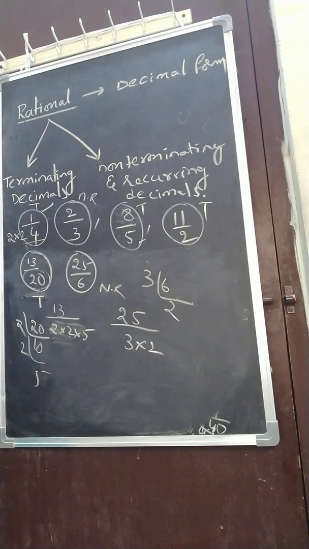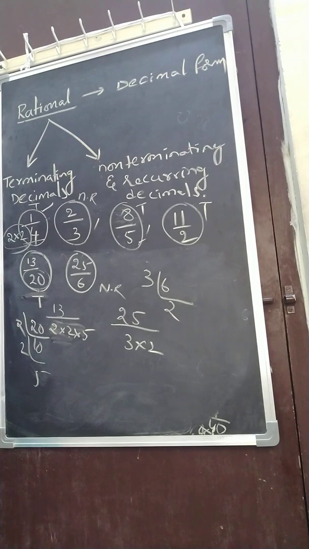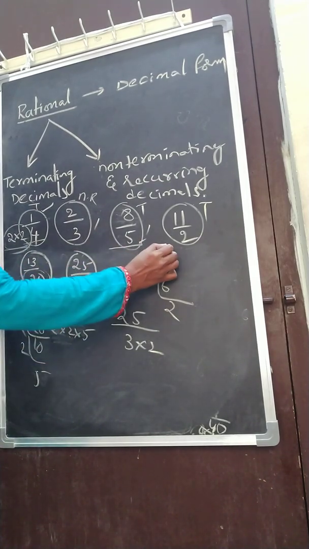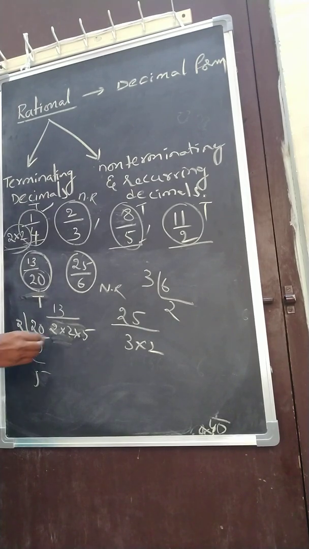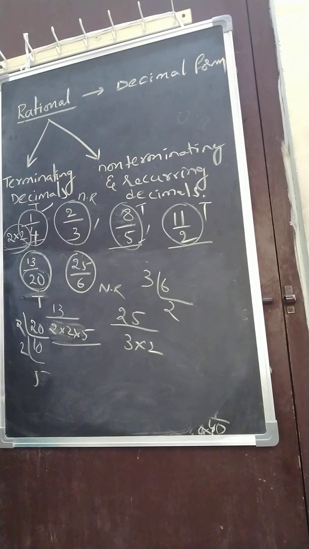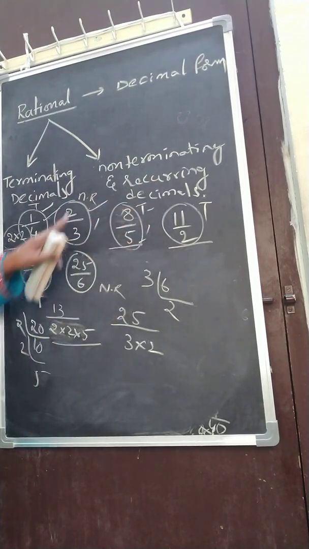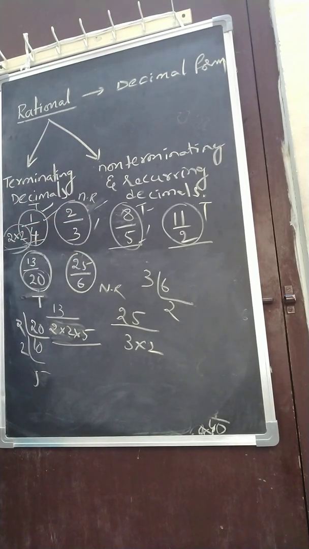From here, if we observe, whenever the denominator has the factors only 2's or only 5's, or 2's and 5's, then that rational number is terminating. So that decimal is a terminating decimal. So here 1 by 4.